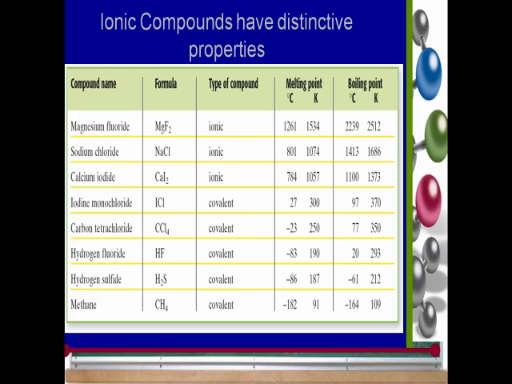They're sharing electrons, and they have very low melting and boiling points. So again, this tells us they have weak bonds. And again, we should be able to recognize that covalent compounds are made up of 2 nonmetals.